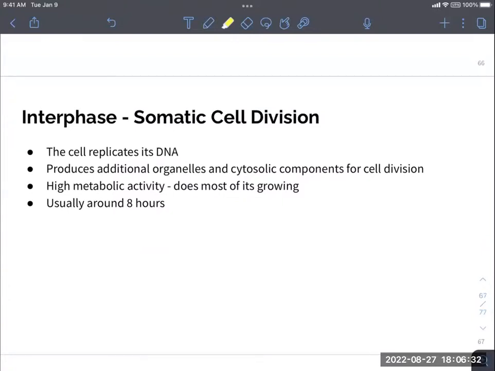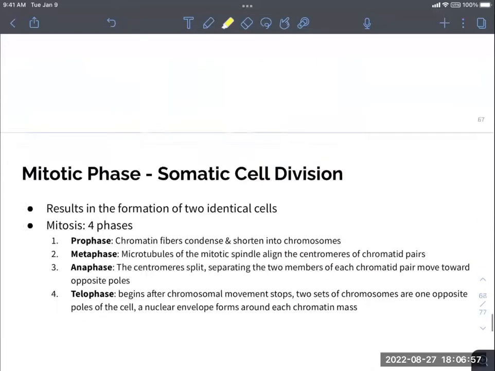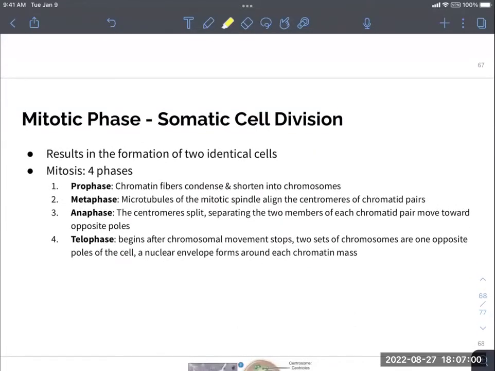During the interphase portion of somatic cell division, we replicate our DNA. We produce any additional organelles and cytoplasmic components that we need for cell division. This is very high metabolic activity. This is where most of the cells grow. It usually takes about 8 hours to complete. The mitotic phase actually has 4 phases in there. It has prophase, metaphase, anaphase, and telophase.